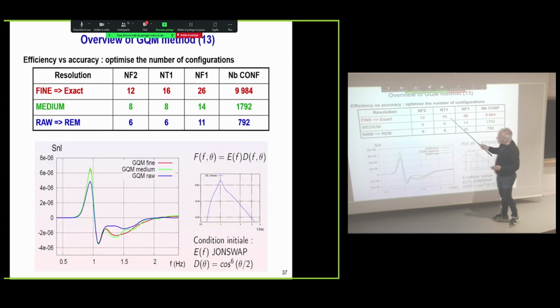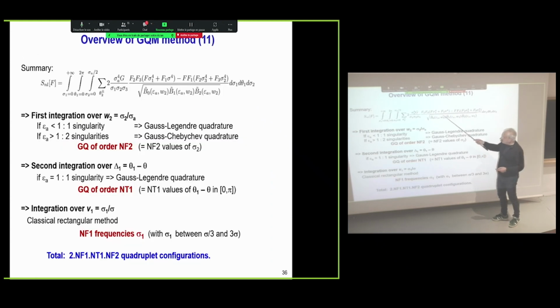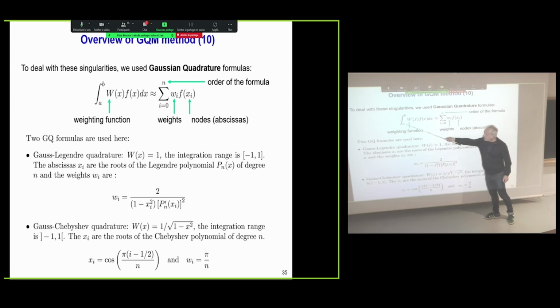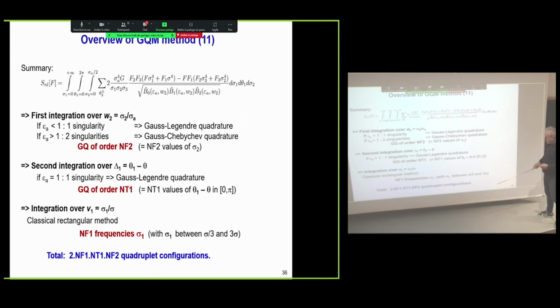And so we approximate this continuous integral with a discrete sum of the values of the function to integrate, chosen at specific nodes given by the type of quadrature we are using, multiplied by weights, which are also associated with the type of singularity we are dealing with. Okay, so here is a summary of the integration. Regarding the integration over sigma 2, we may have either 1 or 2 singularities. For this, we are using a Gaussian quadrature with NF2 points. It means that we will have NF2 values of sigma 2. And then there is a second integration over delta 1 here, which also has singularities for the case epsilon A equal to 1.